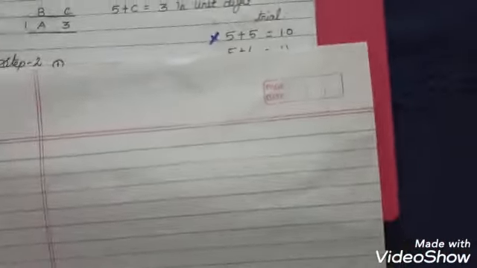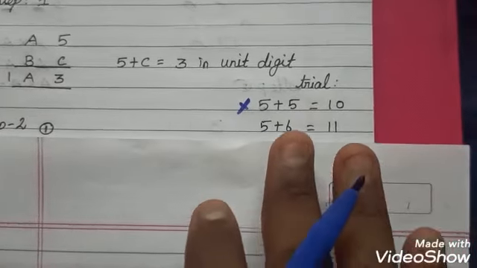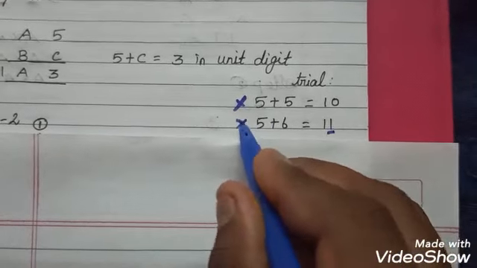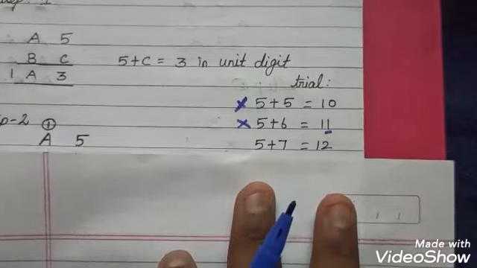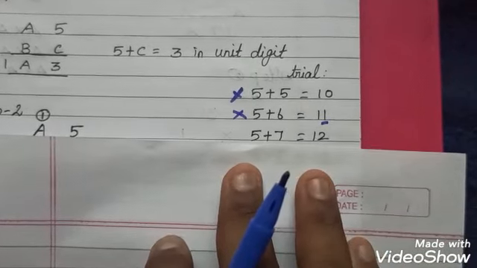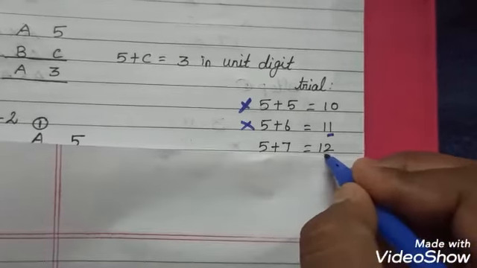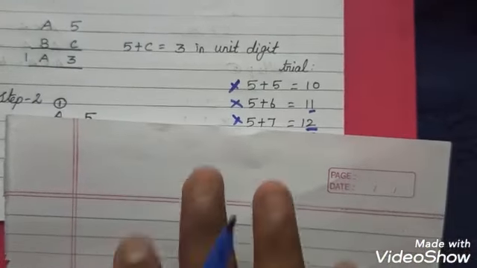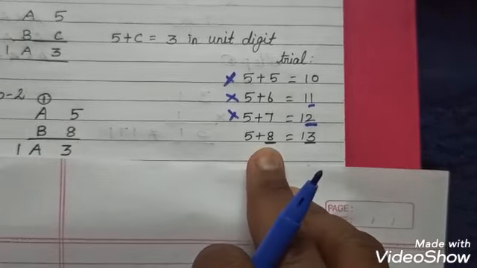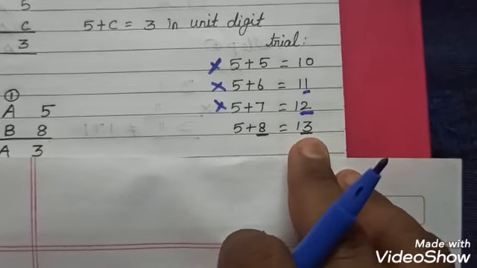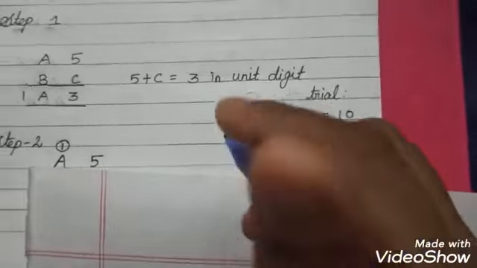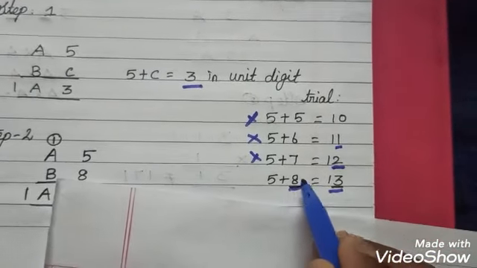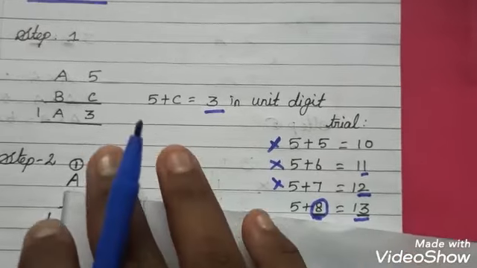Added with 6 we get 11, the unit digit is 1, so it is also impossible. Then I take 7, and we get 12, the unit digit is 2, so it is also impossible. Next I add 8 and we get 13. Here 3 is the unit digit, and we need 3 in the unit digit, so 8 is the correct possible value.